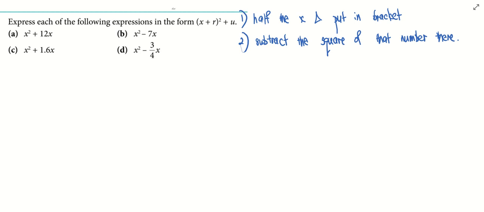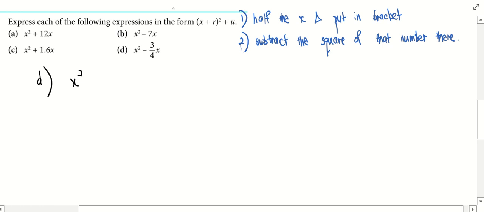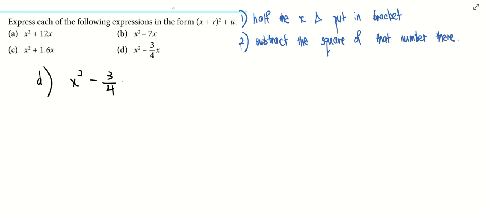Okay, so we are looking at part D. So I'm going to write down the question first. X squared minus 3/4 x. Half the x. Where is my x? Over here. In fact, I need to look at the coefficient of x, which is the number attached to x. So in this case, it's negative 3/4. What is half of negative 3/4? Negative 3/8. Am I right?